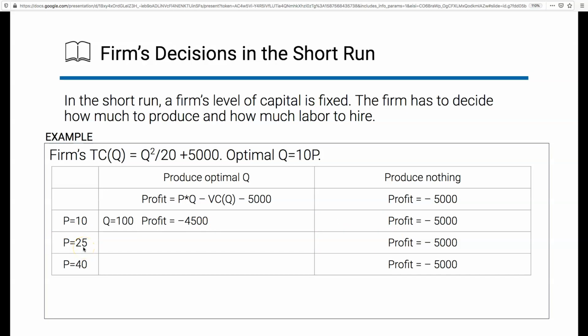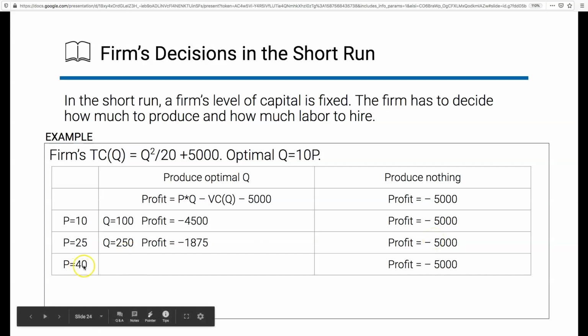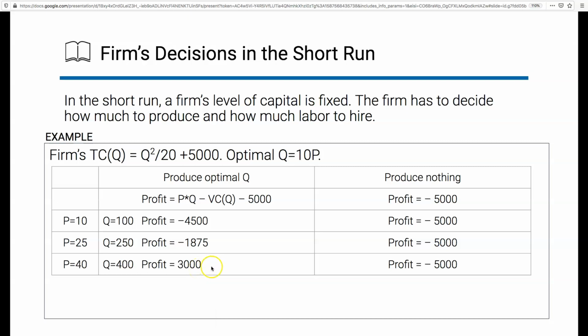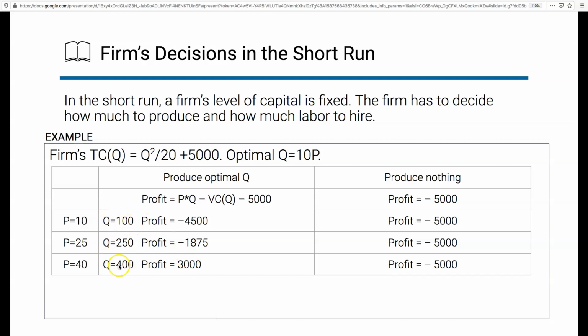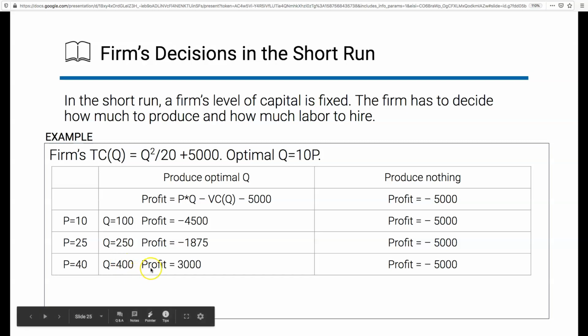When the price is 25, optimal quantity is 10 times 25, 250, and profit is negative 1,875. Still bad, still negative, but better than producing nothing. Finally, when price is 40, optimal quantity is 10 times 40, 400, and the profit becomes 3,000. Clearly, producing is better than not producing. So for all these three prices, they do exceed the average variable cost of production at the corresponding output levels. And so in all these three cases, it does make sense to produce a positive amount.